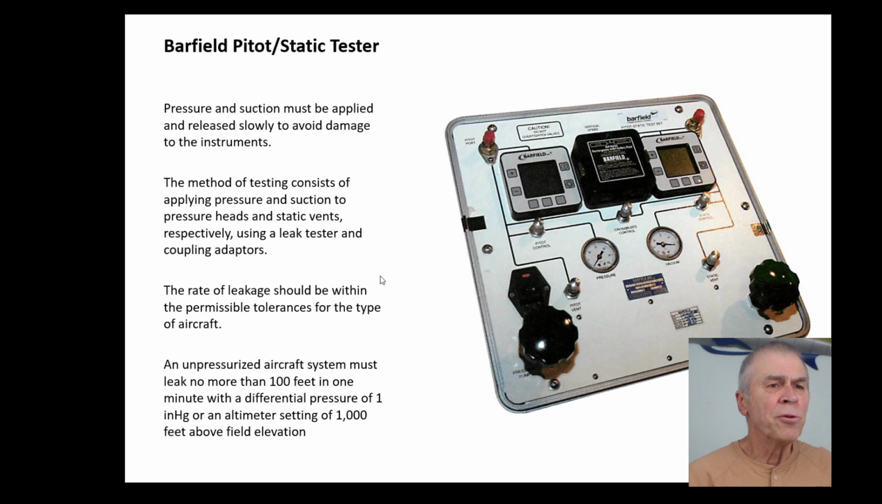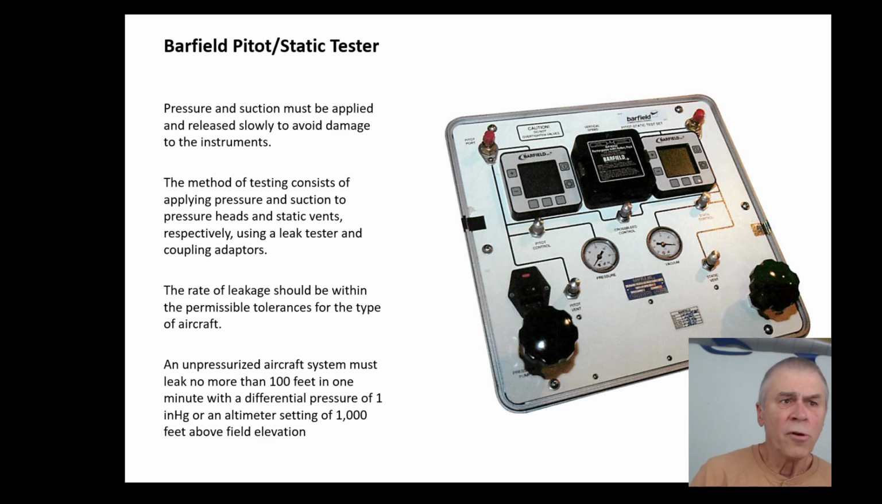The rate of leakage should be within the permissible tolerances for the type of aircraft. An unpressurized aircraft system must leak no more than 100 feet in 1 minute with a differential pressure of 1 inch of mercury or an altimeter setting of 1,000 feet above field elevation. So one of the regulations requires that you have at least that degree of security of your system in order to permit it to be flown, certainly in IFR conditions.